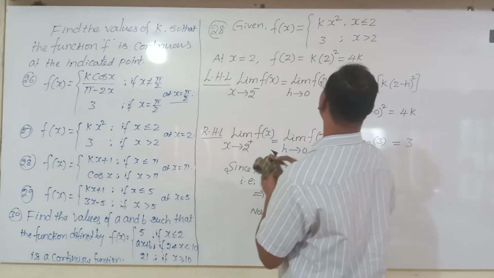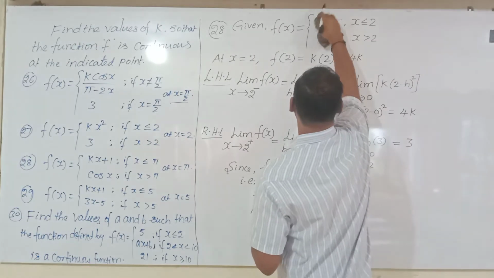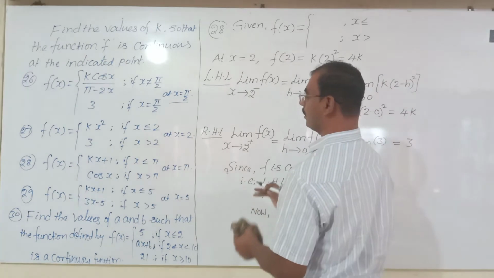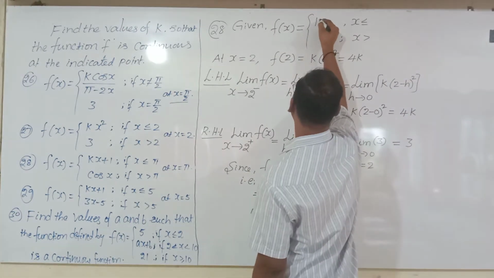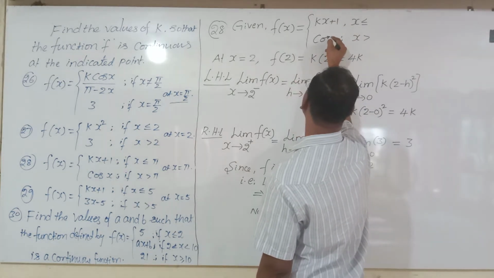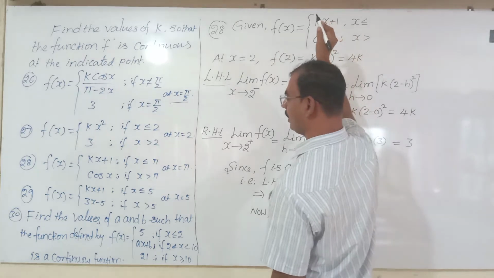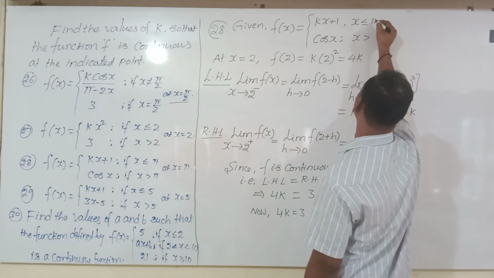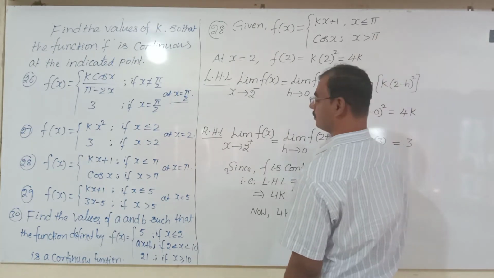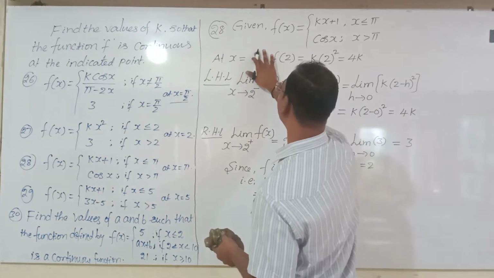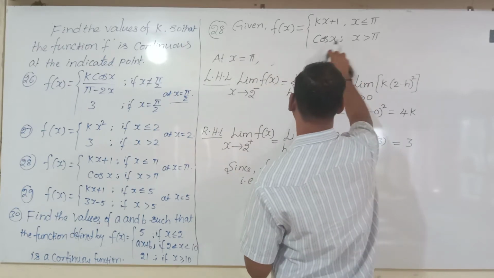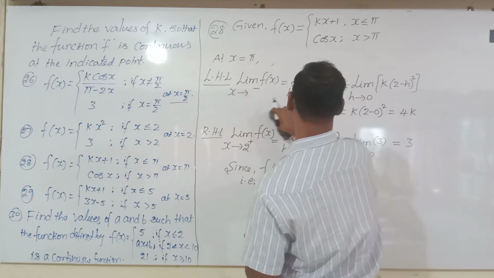For the 28th question, I will take the function. So what are the given values? F of x is equal to kx plus 1, cos x. Kx plus 1 when x is smaller than or equal to pi, cos x when x is more than pi. At x equal to pi, we have to find the continuity. The remaining things are almost all the same here.